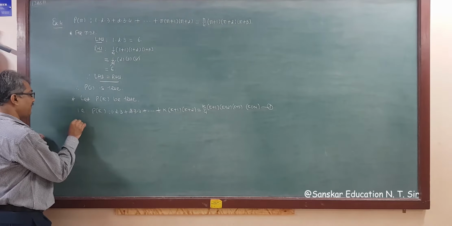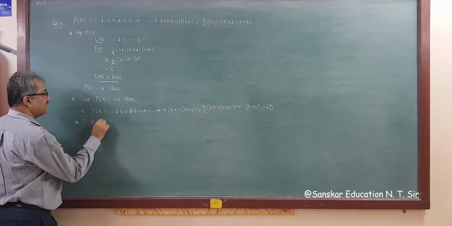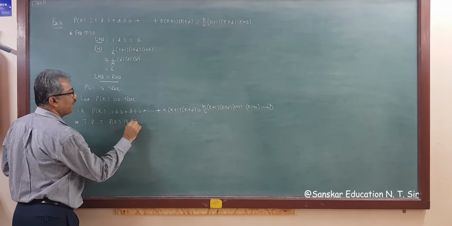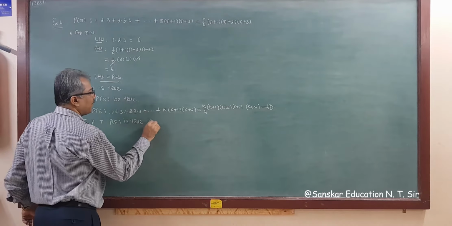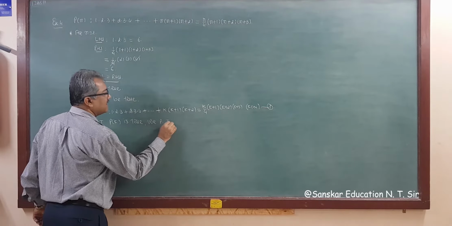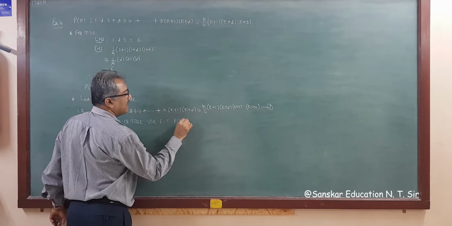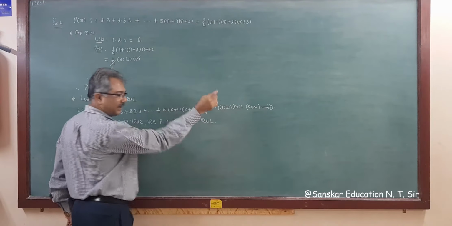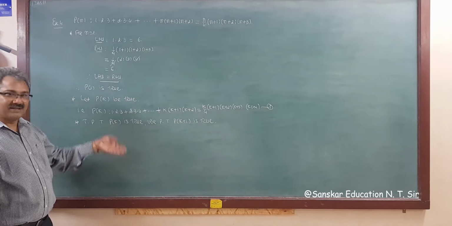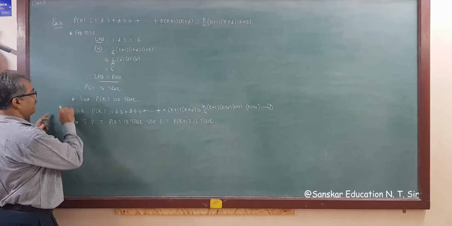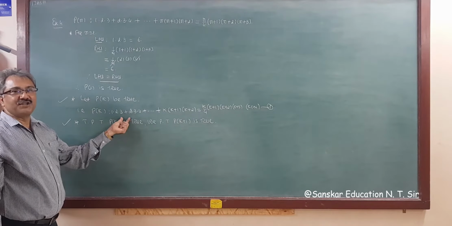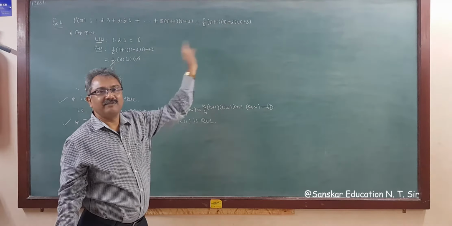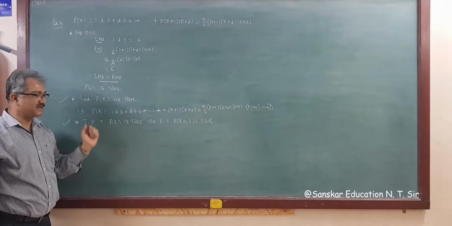Now next step, assuming that Pk is true, we prove that P k plus 1 is true. This is the format. You have to write this step, only this will be changed. Only the left hand side and right hand side will be changed. Now simplification. What to do?